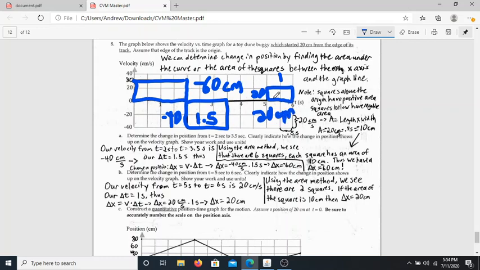All right? And then if you did the same thing, if you calculated it, you can see the work. The velocity in this last little section is 20 centimeters per second. The change in time is 1 second. So delta x is 20 centimeters.